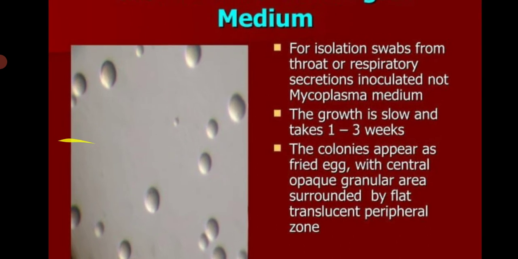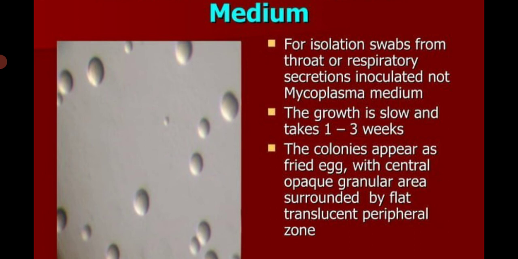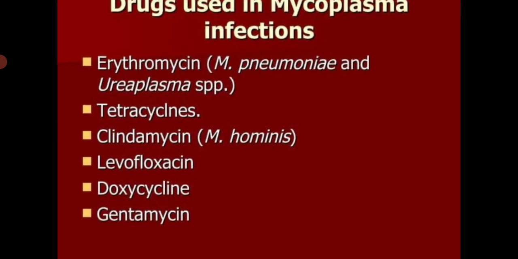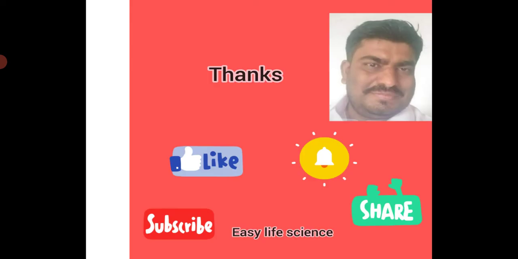The growth rate is very slow for mycoplasma. To treat a mycoplasma infection, we can make use of erythromycin, tetracycline, clindamycin, levofloxacin, doxycycline, gentamicin. This is about the general characteristics of mycoplasma.